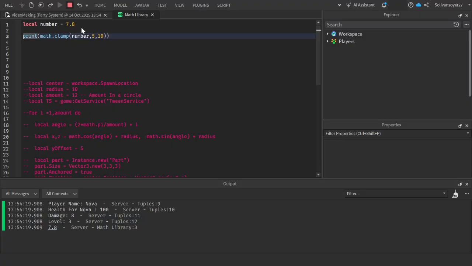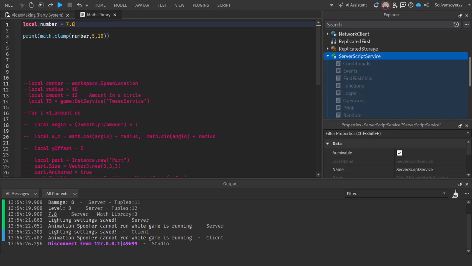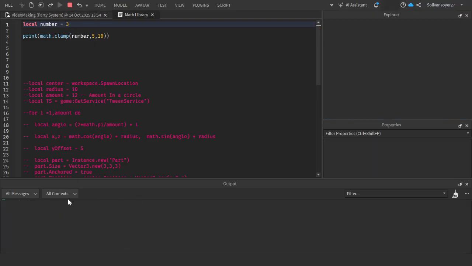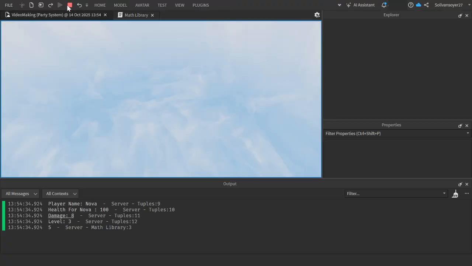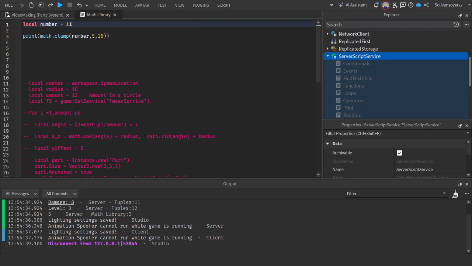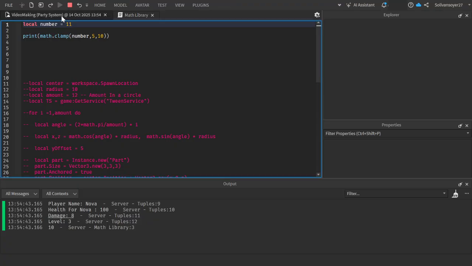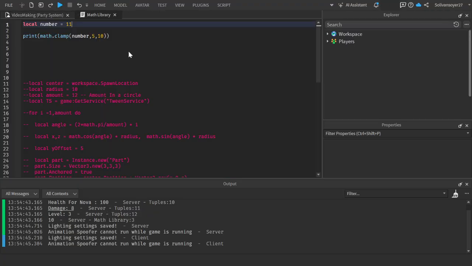Now let's test this out with if it was 3. What if the number got below the minimum? What would happen? It returns 5. Very nice. And now what if the number was above 10, our upper bound, our maximum? It gave us back 10. So the number is always going to be between 5 and 10.